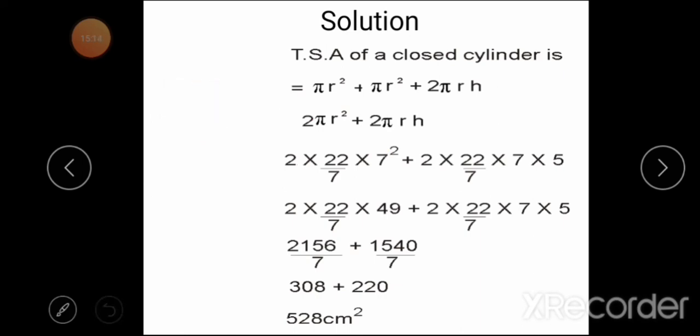We add the areas of the two, the circular base and the closed top, which is 2 pi r square, plus the curved surface, which is this one. So we will solve now.